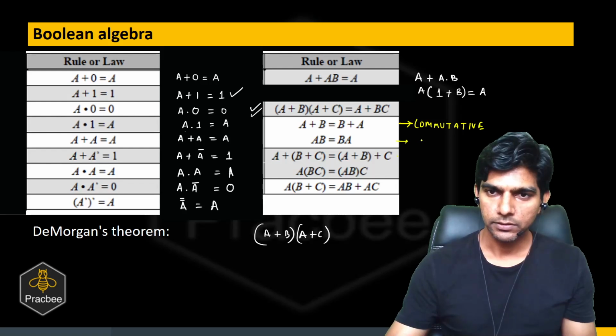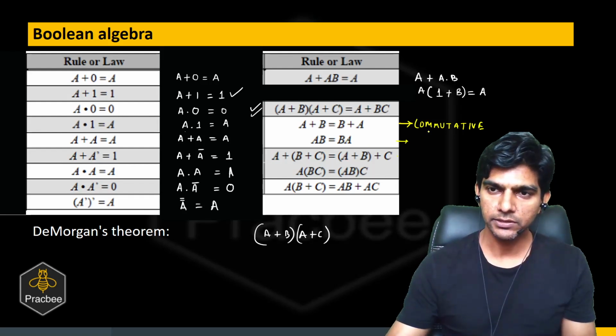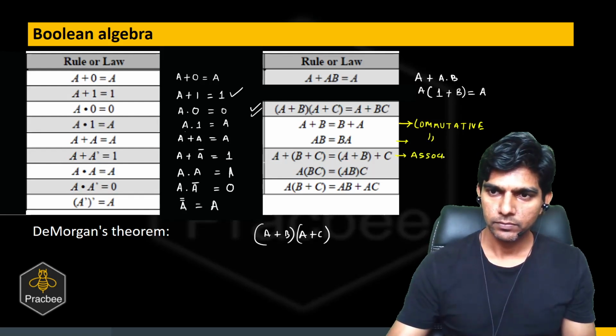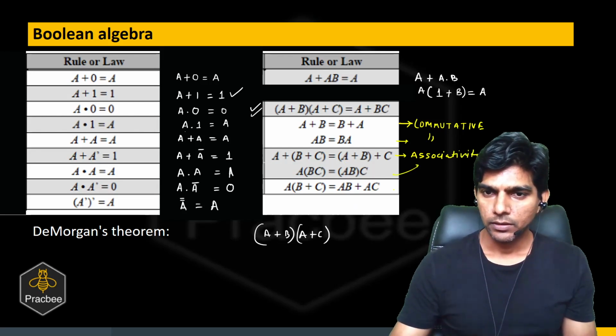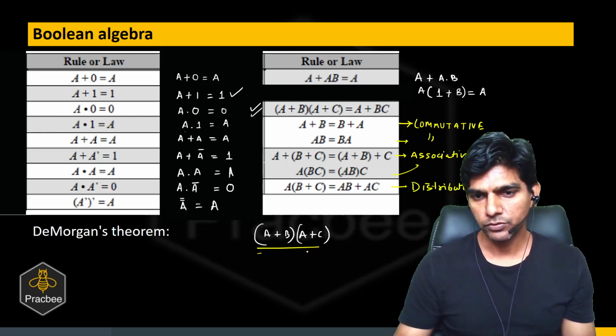And this one is again commutative, in multiplication; this is the commutative property in addition. And this is associativity: the associativity property in addition, and this is in multiplication. And this is the distributive property. Okay, so let's come back to this question.